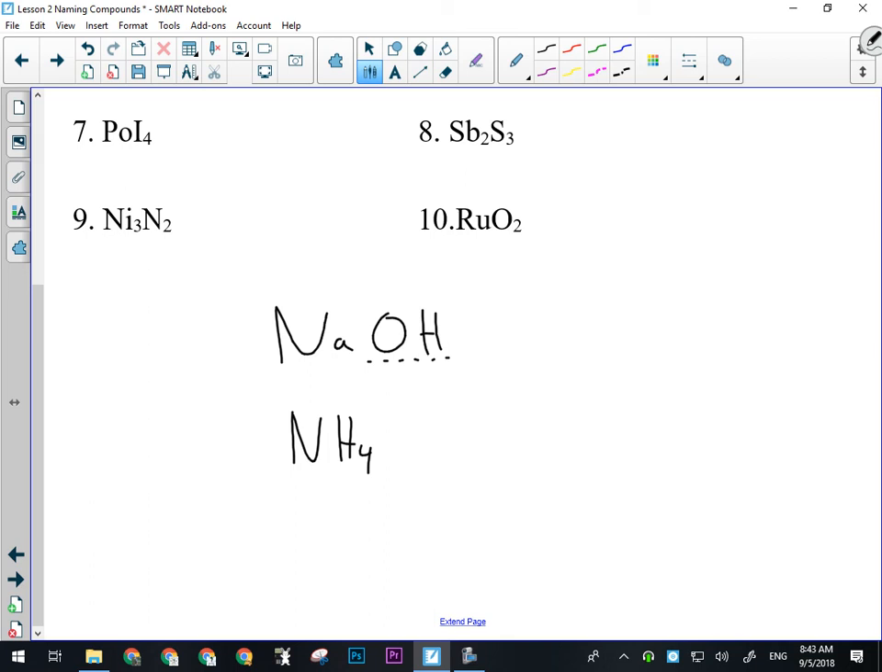So once in a while you might run into a compound like this. This would be ammonium chloride. We name it the same as any other ionic compound. And this here would be sodium hydroxide. All right, what if I had this?